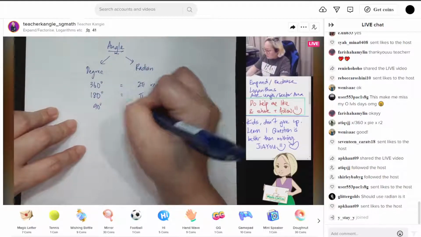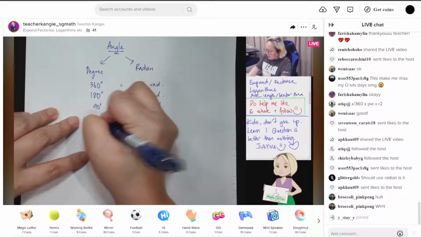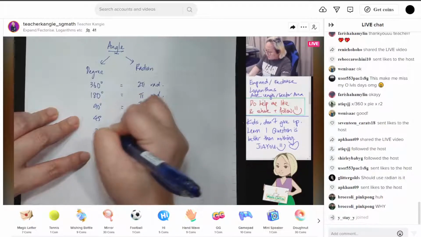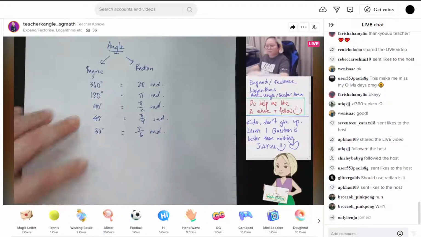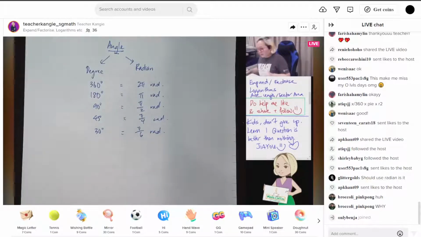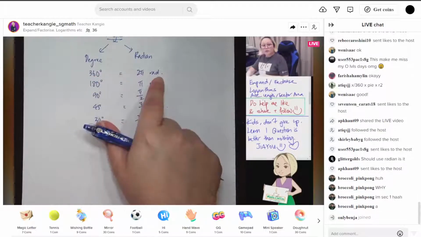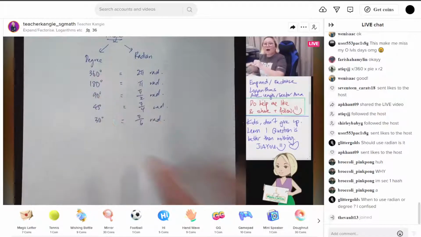90 degree is equivalent to pi over 2 radian. 45 degree is equal to pi over 4 radian. 30 degree is just pi over 6 radian. Then the next thing is, it's just a different unit. In terms of degree, 360 degree is 2 pi radian. Radian is just a unit.